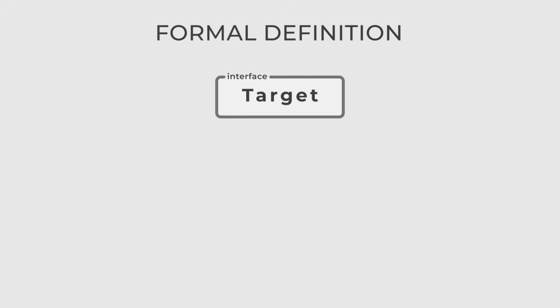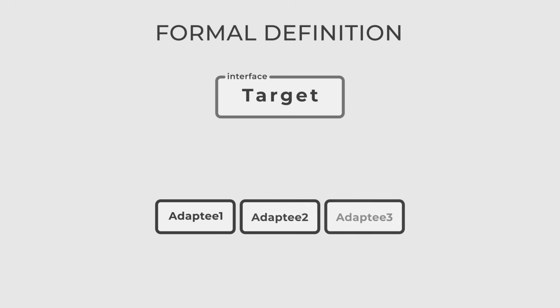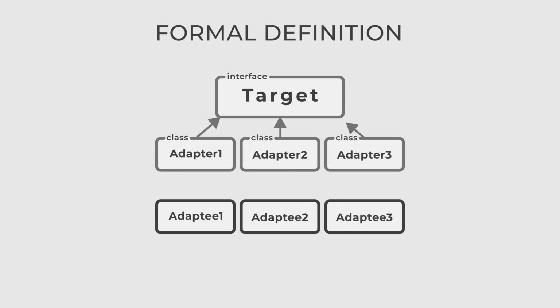There are three actors in this design pattern. First, target is an interface that the client's code expects to work with. Then, adaptee is a class with an incompatible interface that must be adapted to work with the client code. And finally, the adapter itself. This class implements the target interface and interacts internally with the adaptee, translating calls and operations as needed.